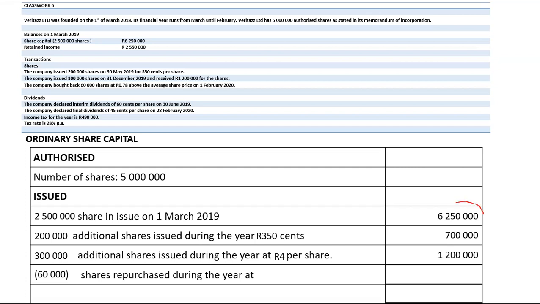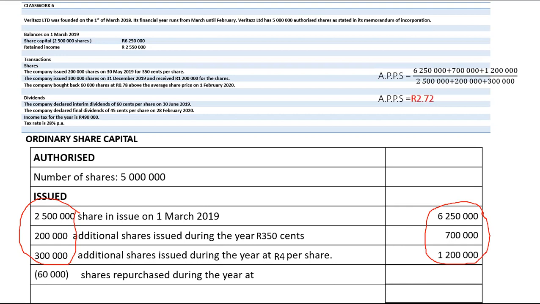which will be your share capital, the sum of your share capital divided by the number of shares issued. All of this must be before the buyback. Now you'll have 6,250,000 plus 700,000 plus 1.2 million divided by 2.5 million plus 200,000 plus 300,000. And that will give you your average price per share.